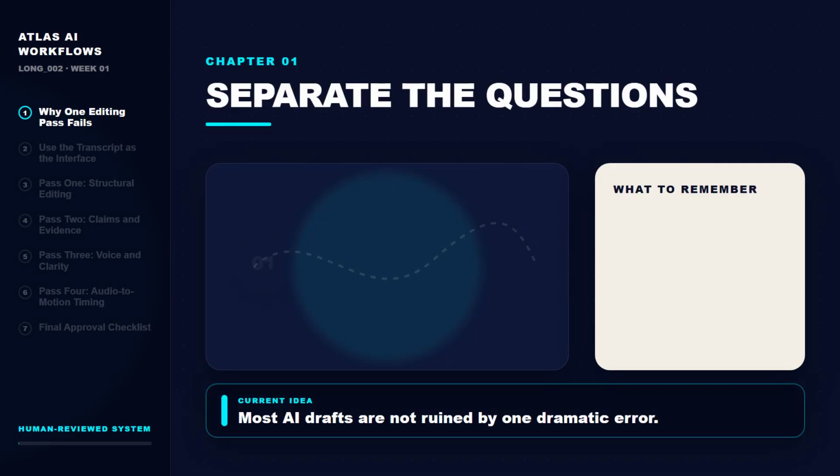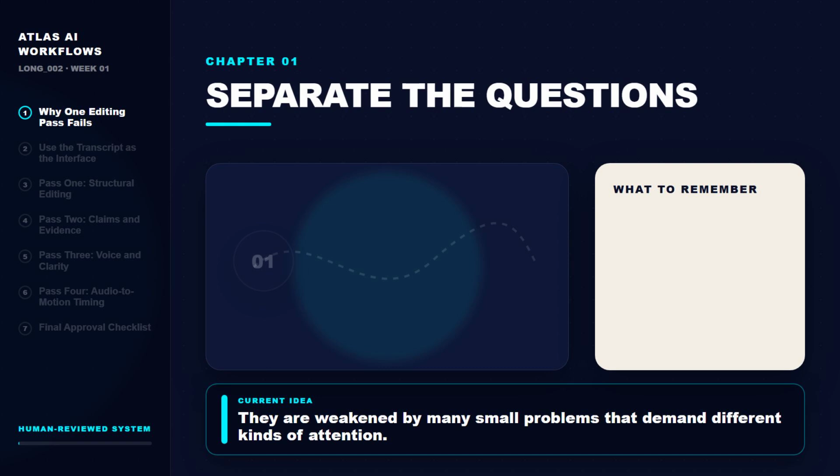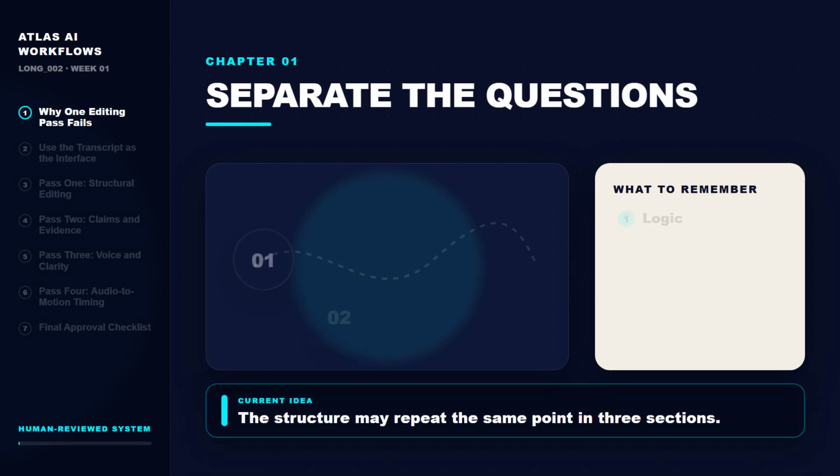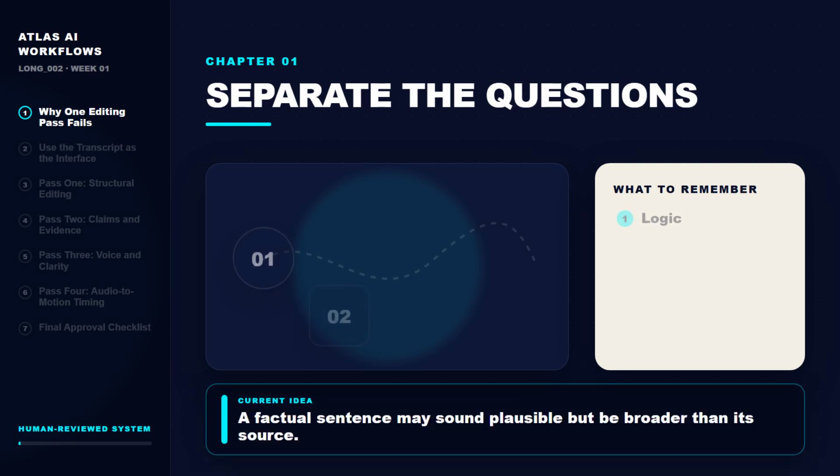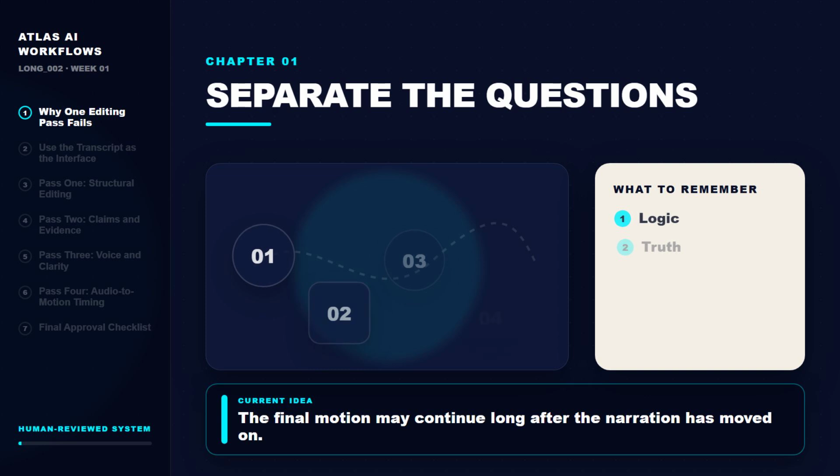Most AI drafts are not ruined by one dramatic error. They are weakened by many small problems that demand different kinds of attention. The structure may repeat the same point in 3 sections. A factual sentence may sound plausible, but be broader than its source. The language may be grammatically clean, yet impossible to say naturally. The final motion may continue long after the narration has moved on.